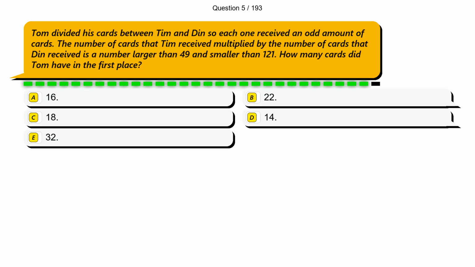Question 5. Tom divided his cards between Tim and Din so each one received an odd amount of cards. The number of cards that Tim received multiplied by the number of cards that Din received is a number larger than 49 and smaller than 121. How many cards did Tom have in the first place?